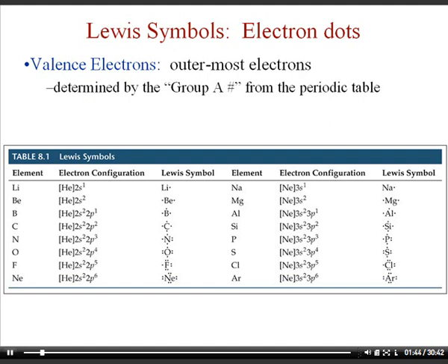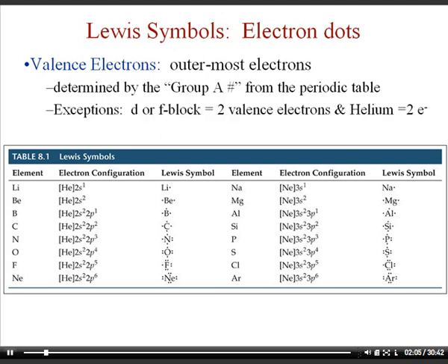Now I call it the group A number because some periodic tables number from 1 to 18, but in my classroom I have a periodic table that numbers group 1 and 2 as 1A and 2A. Then it skips over the D block, and then you have 3A, 4A, and 5A all the way to the noble gas row, which is 8A. So if you look at the group number, that's going to tell you how many valence electrons there are.